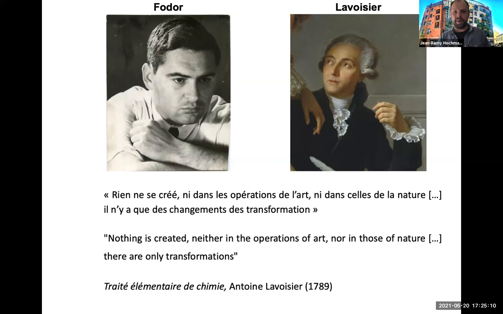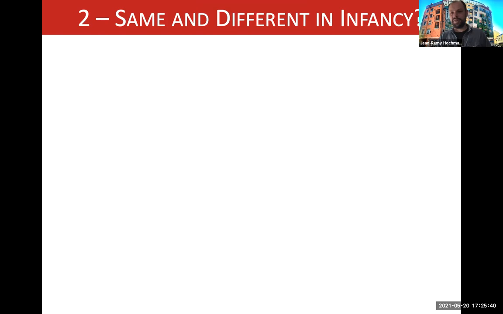And this question reminds me of the chemist Lavoisier, who is famous for arguing that there's no creation, there's only transformation. So what I will try to argue is that here there's no creation of the concept same and different ex nihilo, but rather a transformation of a pre-existing representation. And now the question is, what are those representations? But first, let me show you that there are indeed representations of same and different in young infants.